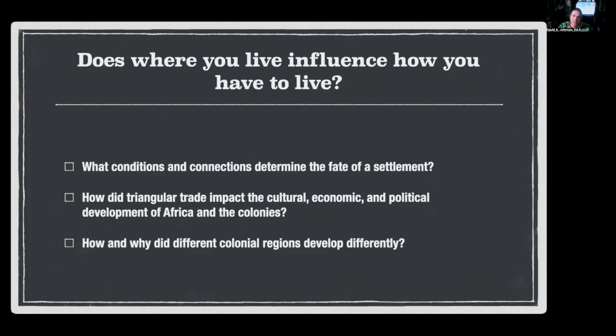We also get into triangular trade and the African empires that existed at the time. We use this as a launch pad into why and how different colonial regions took off in the directions that they took off. This is a really important concept for the understanding of the eighth grade US history course as we talk about the issue of slavery and how it drove that entire narrative. And the foundations of that all take place here in your class.